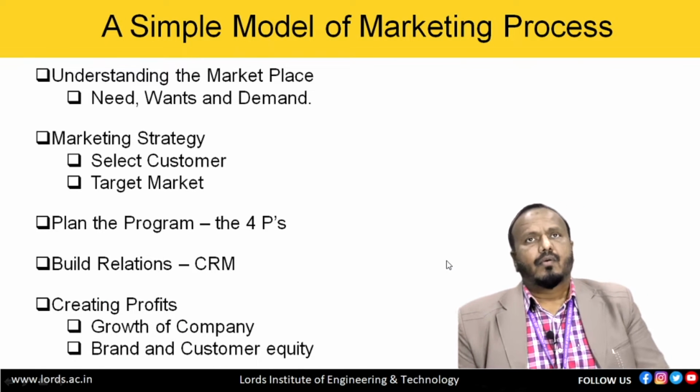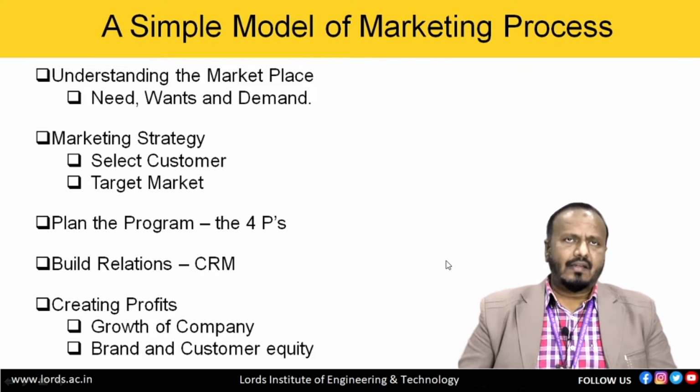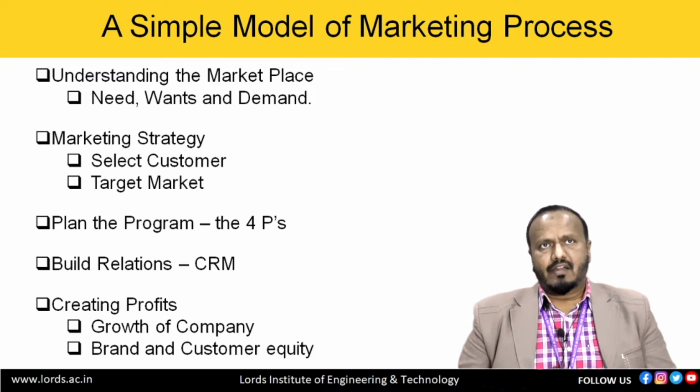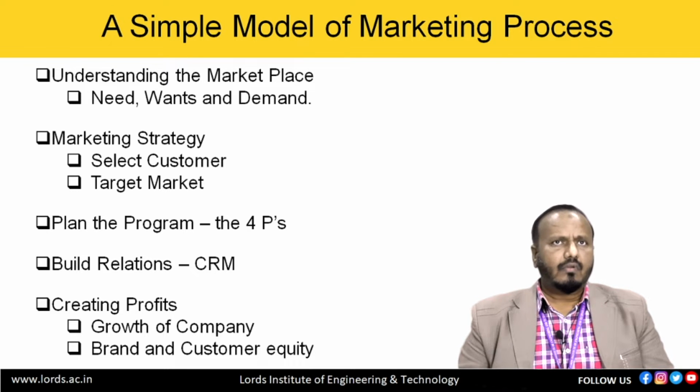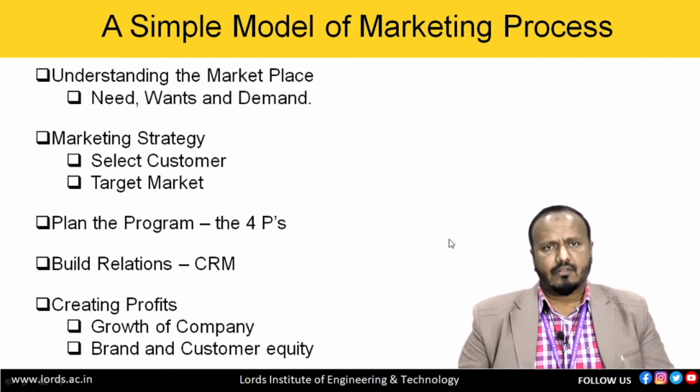The simple model of marketing process is that we need to understand the marketplace first. What is the marketplace? It is where you get your things which are required for the consumer. So a marketplace can be a need, it could be a want, or it could be a demand. What is a need? Needs are the basic things which are required for a consumer. Want might be numerous things which are required, but it might not be a necessity for a consumer to actually purchase it. So when you talk about needs, a need could be a dairy product, it could be bread, it could be rice, it could be vegetables and so on.